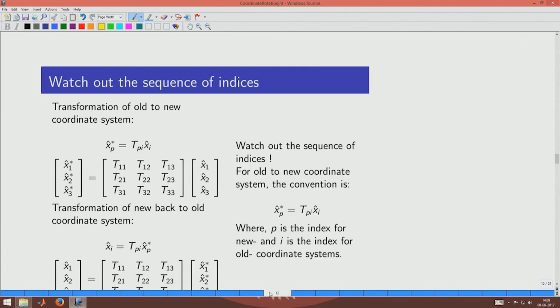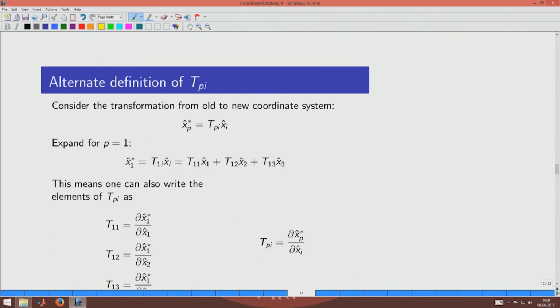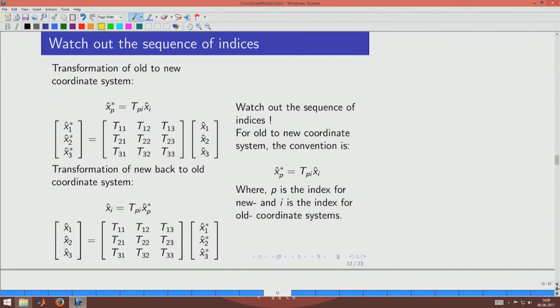Okay, so, I want to just alert you here about this particular difference, because it is very important that we do not lose out on this particular difference. So, I want to highlight here. You see that when we are expressing the new unit vectors in terms of the old ones or old ones in terms of the new ones, the transformation matrix will come as T_pi only, and then the index p is meant for the new coordinate system, the index i is meant for the old coordinate system.